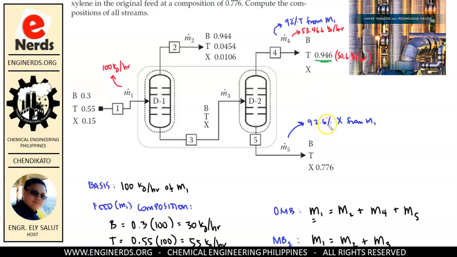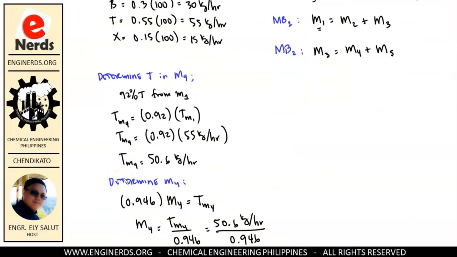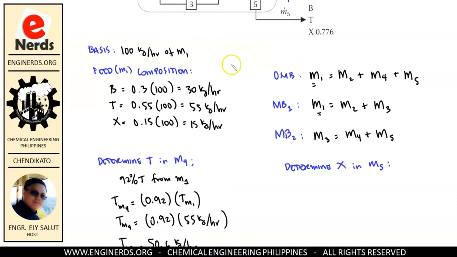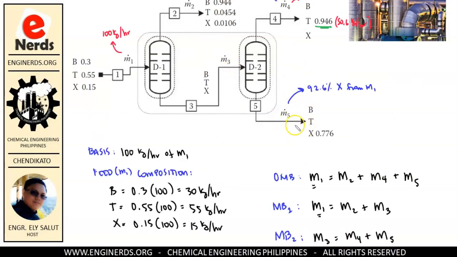Okay, another significant value that we have here is this one. We have 92.6% of xylene from M1 na napunta dito sa M5. So that means we can determine the value of X xylene, no? Dito sa ating bottoms. So that's what we're going to do next. We can determine xylene in M5. Okay, so how are we going to do that? It is mentioned that our bottom will have 92.6% of X from M1.